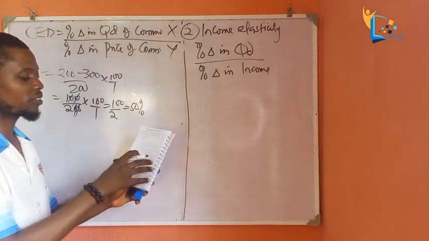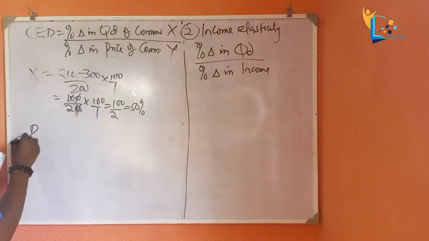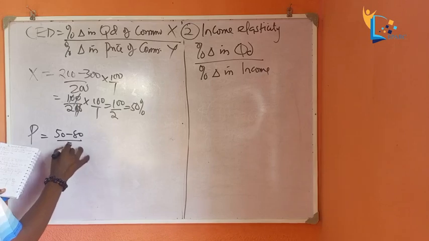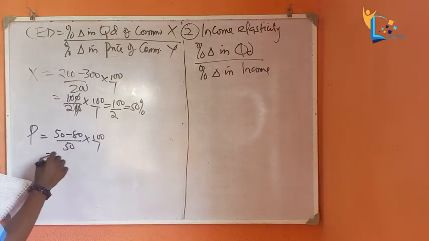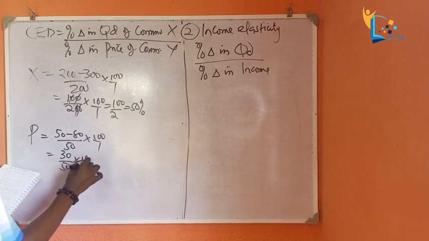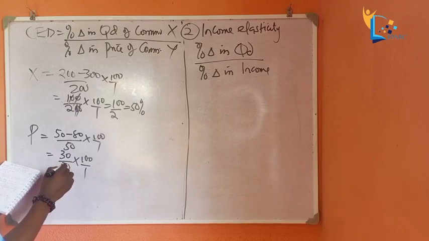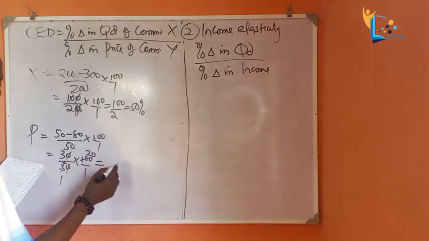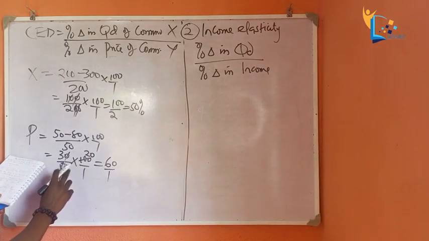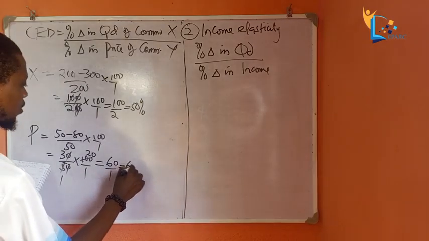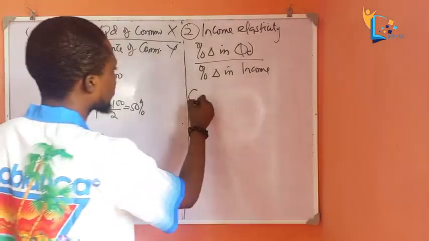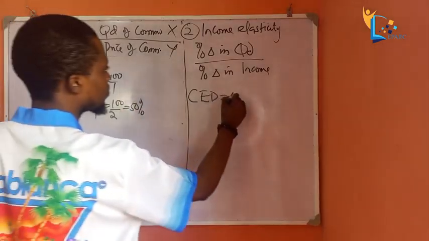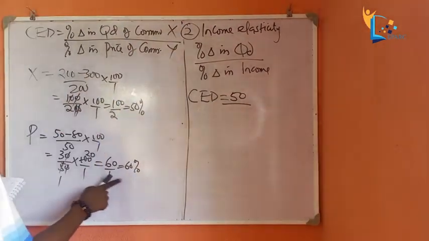Coca-Cola is our X, while Pepsi is our Y. So let's look for percentage change in price of commodity Y. We have 50 minus 80 all over 50 times 100 over 1. So 50 minus 80 will give us 30 all over 50 times 100 over 1. Zero will cancel zero, 5 here 1, 5 here 2, 0. So 3 times 20 will give us 60 over 1, which is equal to 60%. So now, cross elasticity of demand is equal to percentage change in quantity demanded of X, 50, all over percentage change in price of Y, 60.